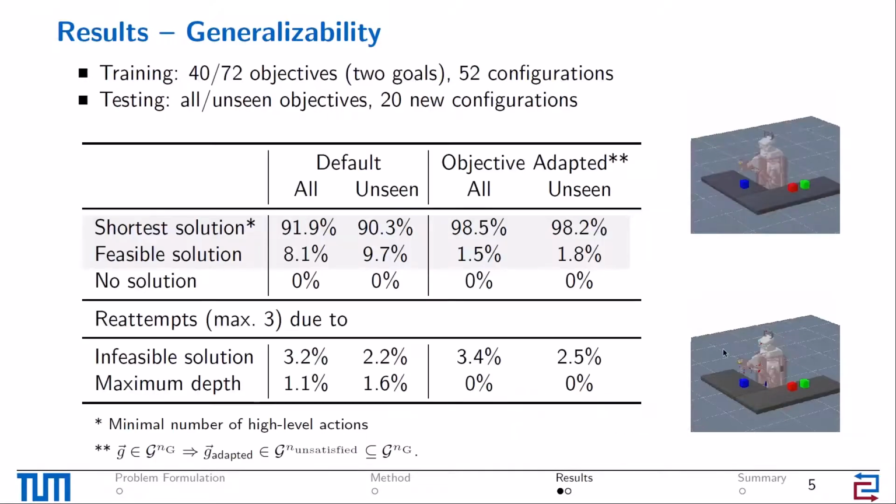We trained for 40 out of 72 objectives consisting of 2 goals and tested for both all and unseen objectives. As you can see, a solution is always found, and the shortest solution is found in over 90% of cases. When adapting the objective to consist of only unsatisfied goals, the performance is improved further.